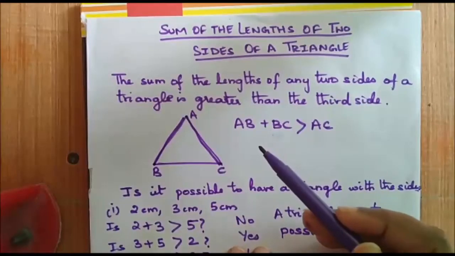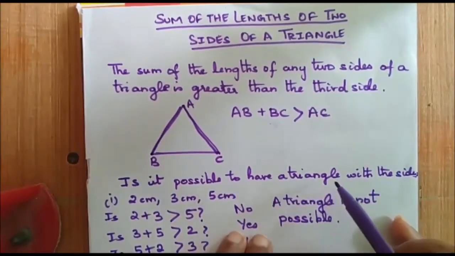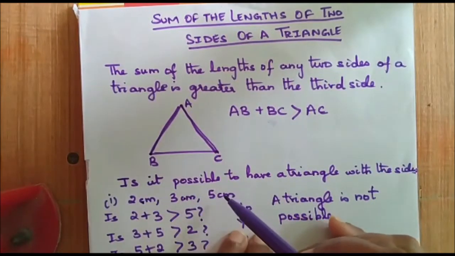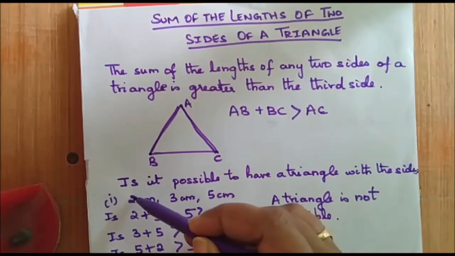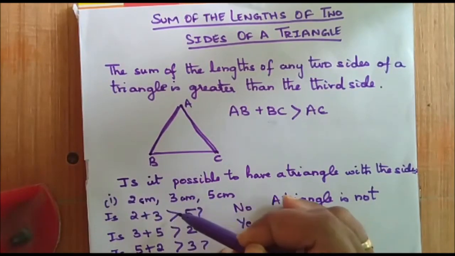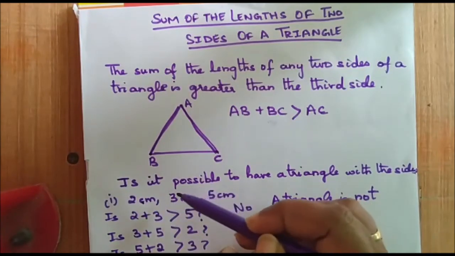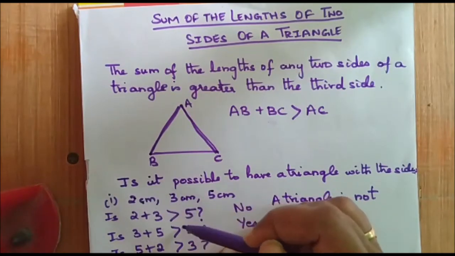Okay. Now we will see a problem. Is it possible to have a triangle with the sides 2 centimeters, 3 centimeters and 5 centimeters? Now let me add two sides. 2 plus 3, is it greater than 5? No, it is equal to 5. Now let me take the other two sides. 3 plus 5, it is greater than 2.